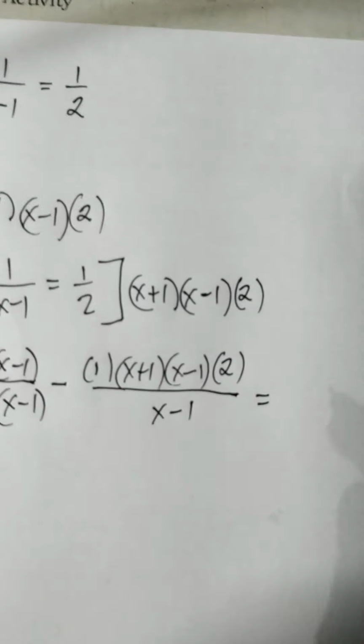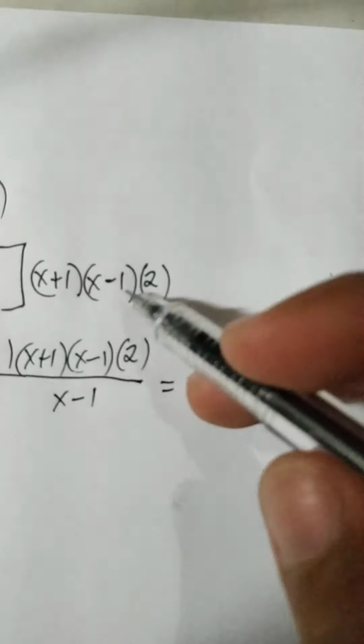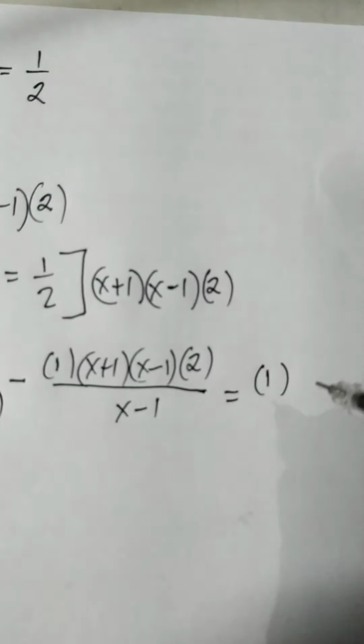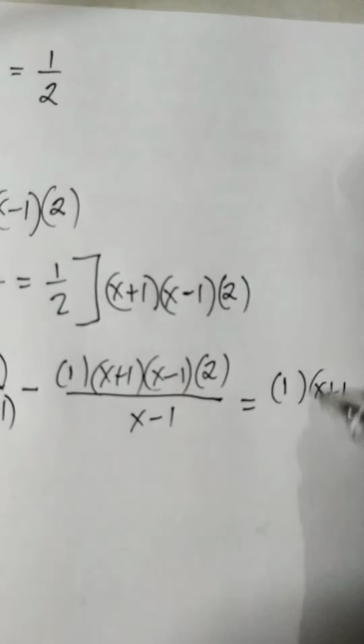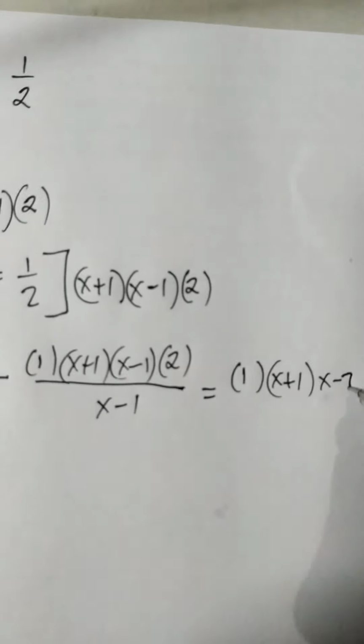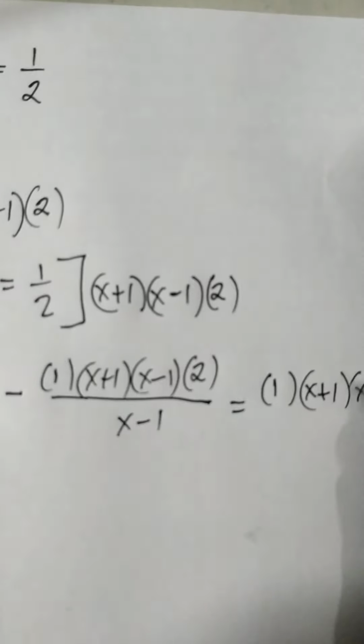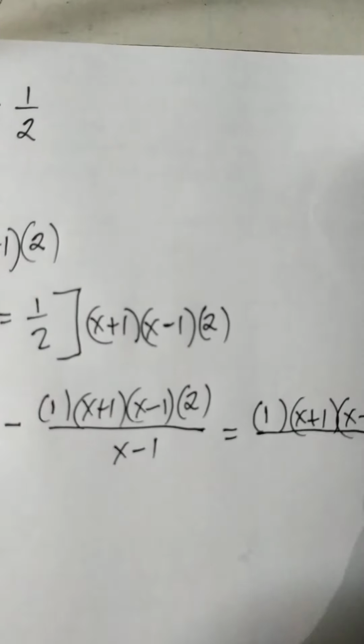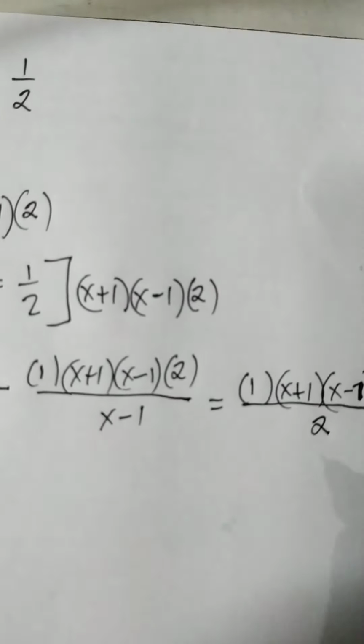That is equal to, kanina po siya, LCD, multiply na to diri. That will be 1 times x plus 1 times x minus 1 times 2 divided by 2.